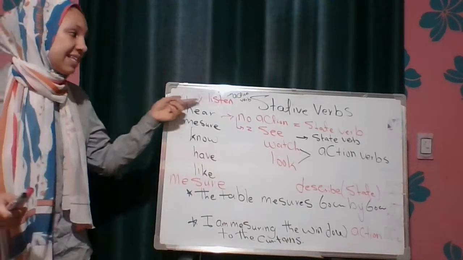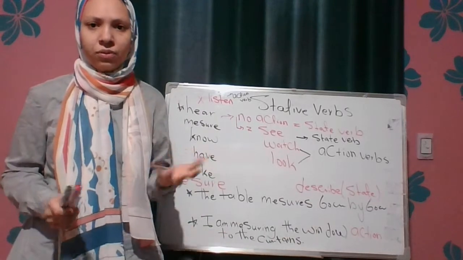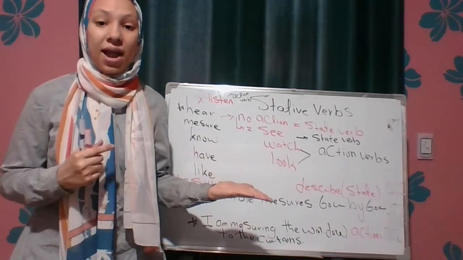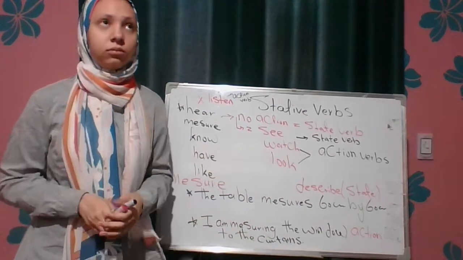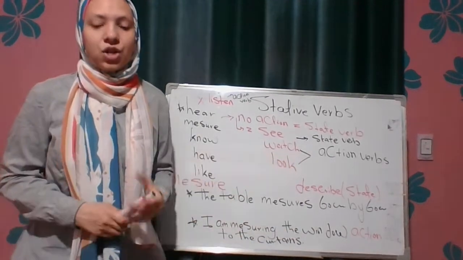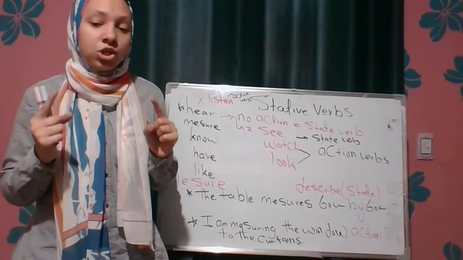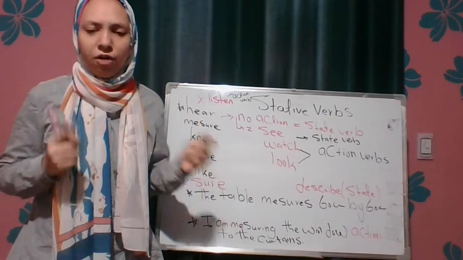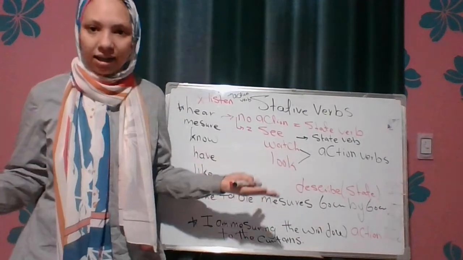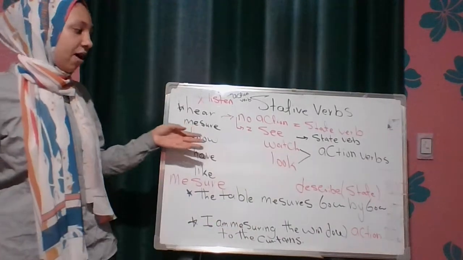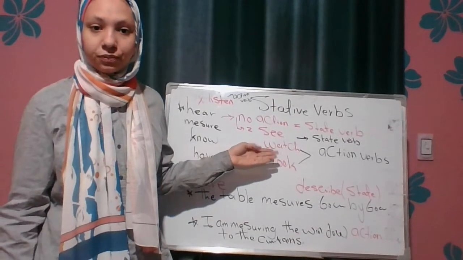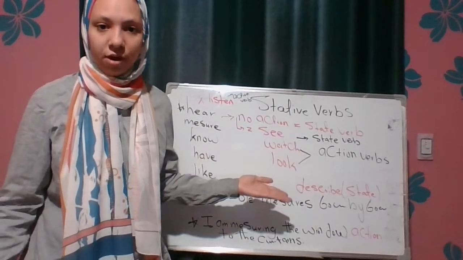But the verb "listen" is an action verb. If I listen to the radio, I'm listening to the radio. If I don't want to listen to it, I'll turn it off. Are you listening to me? If you don't want to listen to me, you will not listen to me. And it's the same with the verbs see, watch, and look. "See" is a state verb, but "watch" and "look" are action verbs.